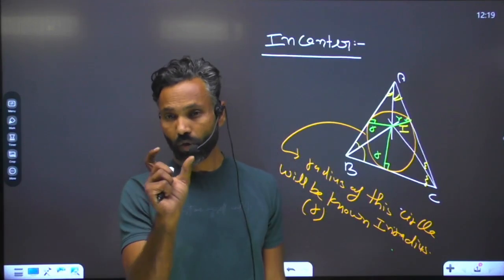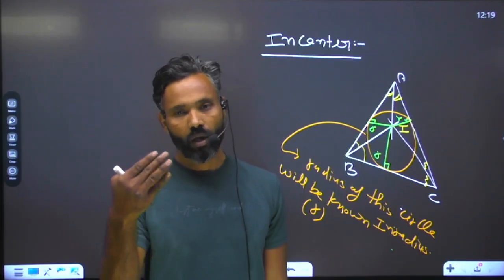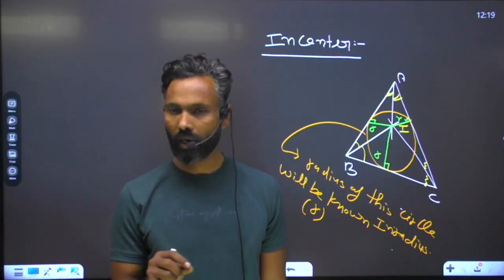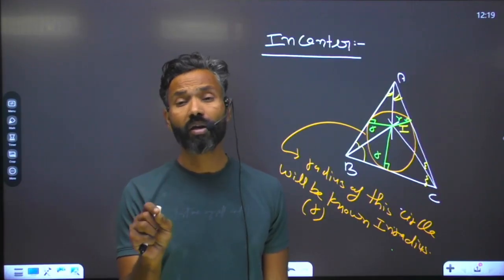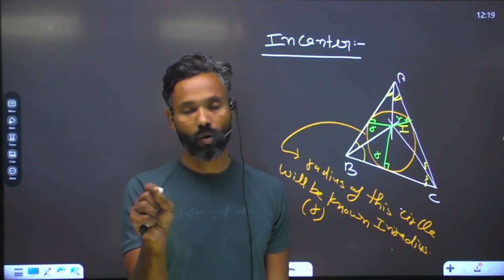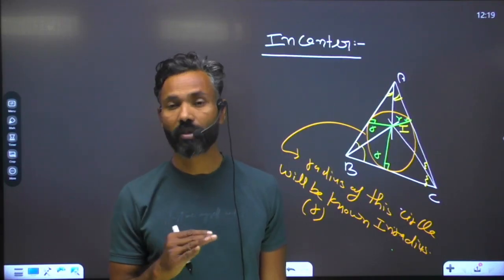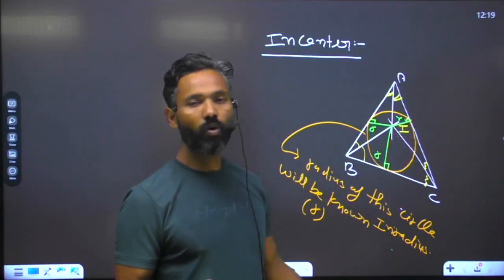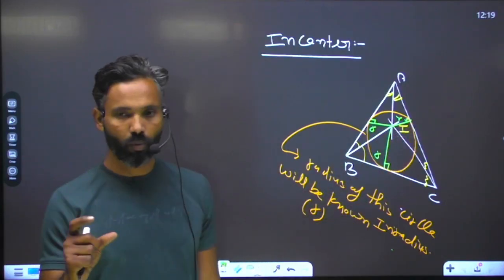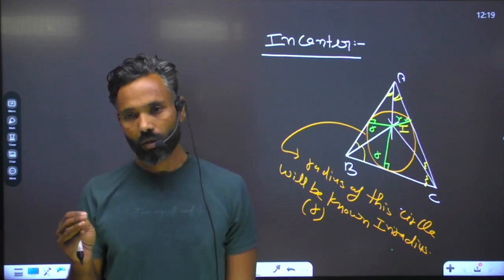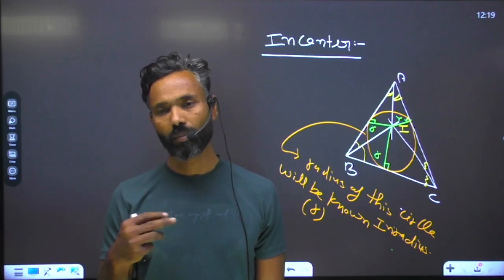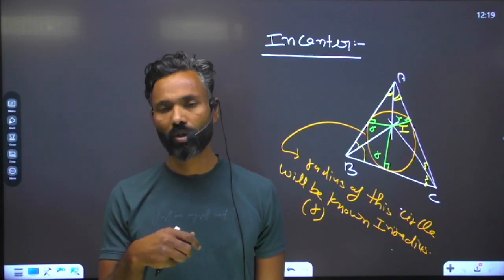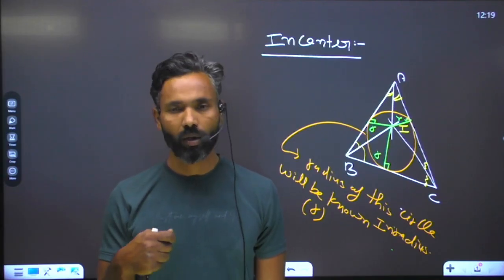So there are two definitions of the incenter. One is that the intersection point of all three interior angle bisectors will be known as the incenter, and the second is a point which is equidistant from each side of the triangle, and these distances should be perpendicular distances. Getting me? So you have to keep both definitions in your mind, because both definitions have been asked many times in the question paper, and we can use both definitions to simplify the questions a little quicker.